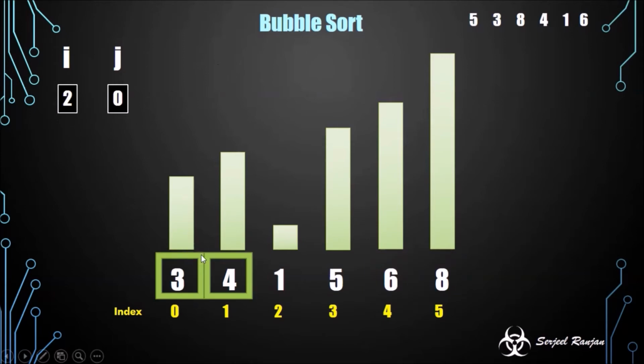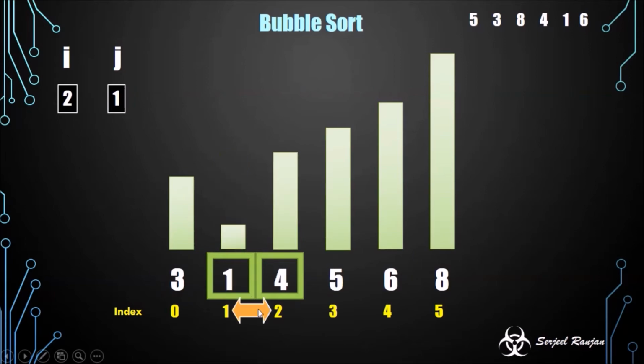Again, my window has come to the zeroth index, so j is 0 and i is 2, denoting the window has traversed 2 times over the whole array. And again, let us start comparing. 3 and 4 are in correct order, no need to do anything. 4 and 1 are not in correct order, so I will swap these two values and go one more step ahead.